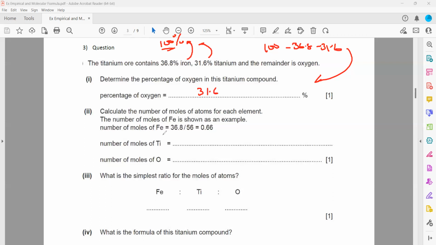Then to calculate the moles, how are moles calculated? The percentage divided by atomic mass. The percentage of iron was 36.8 and atomic mass is 56. So that is 0.66. What about titanium? That is 31.6 divided by the mass of titanium. For the mass of titanium you use the periodic table, which is 48. So that will also give 0.66. And then to get the moles of oxygen, the percentage of oxygen 31.6 divided by mass 16. So 31.6 divided by 16, that's 1.98.